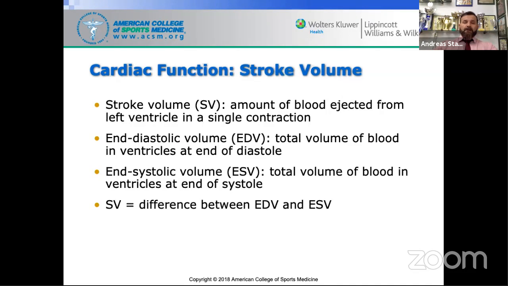Stroke volume. What's the stroke volume? The stroke volume is the amount of blood ejected from the left ventricle in a single contraction. Okay, so we have the end diastolic volume and the end systolic volume. Diastolic, again, is when the heart enlarges, and systolic is when it contracts and pushes the blood out. Now, the difference of these two is the SV. That's all I want you to know.